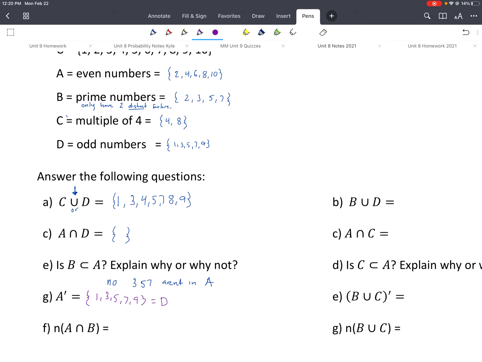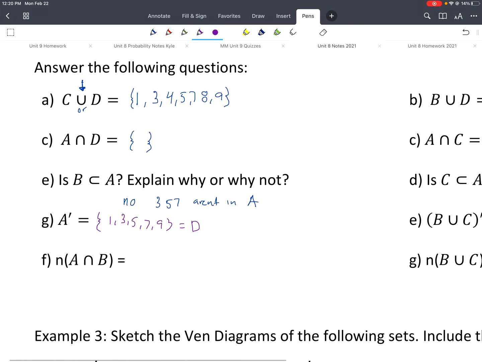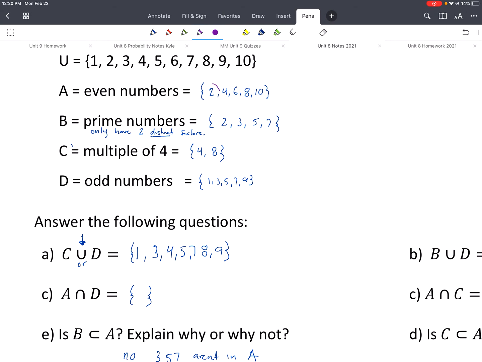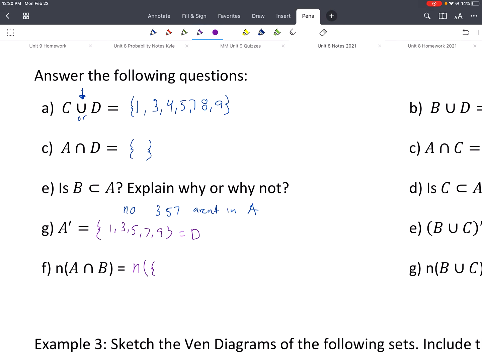All right, the number of elements in the intersection of A and B. What I would suggest is to break this into 2 parts. First figure out what the set A intersection B is. If we look at that, 2 is in both of them, and that's it. So A intersect B is {2}. And then the number of elements in that would be 1.